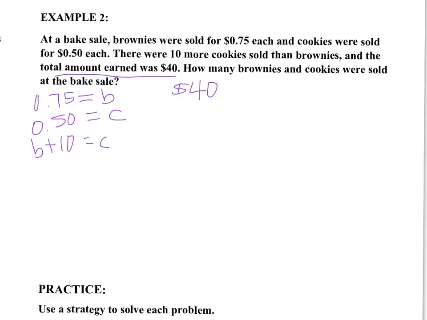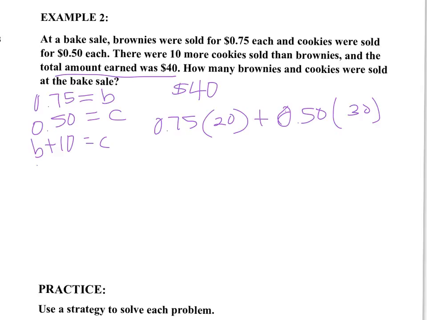So if I were to do a guess and check method, I can take the 75 cents for the brownies and multiply by the amount of brownies that I think were sold. So say, for example, there were 20 brownies sold. And then for the cookies, because there are 10 more, I could say there's about 30. So I would take the 50 cents times 30, and see if the total would equal about $40.